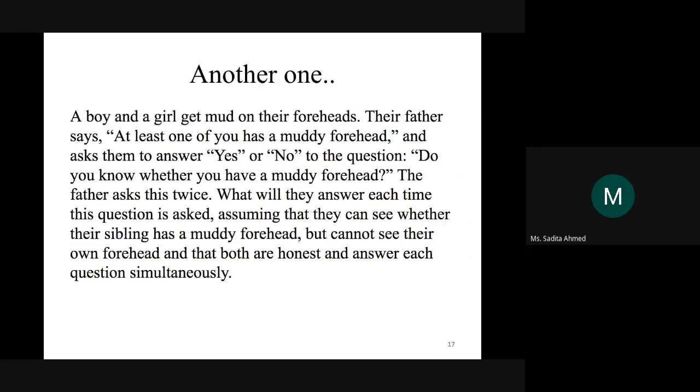See, the loophole with your answer here, I'll just point out the loophole. You're saying that the second time one will say yes and the other will say no, right? Yeah. But they both listen to the answers the first time, right? So both the boy and the girl have the same scenario. They know the same things. Both of them said no, and both of them heard each other's answer, and both of them were told that at least one has a muddy forehead. Both of them know the same thing, and both of them answer at the same time. So why will one say yes and the other say no?